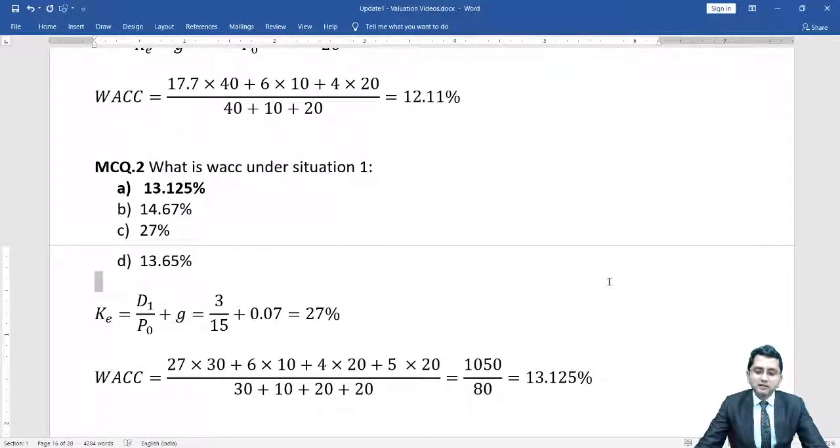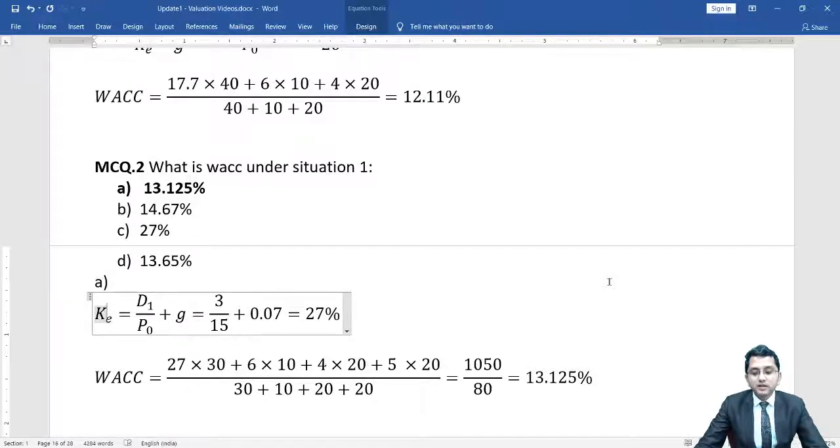You must be thinking that what is so special in this question that I am solving it. Special point in this question is this formula. Usually you are used to that whenever KE is to be calculated, they will give you risk-free rate, they will give you market return, they will give you beta, and you will calculate KE. Once you get KE, then you can calculate value. But they can ask you to make the reverse calculation also. That is the special point of this question. Otherwise, this question is very ordinary.